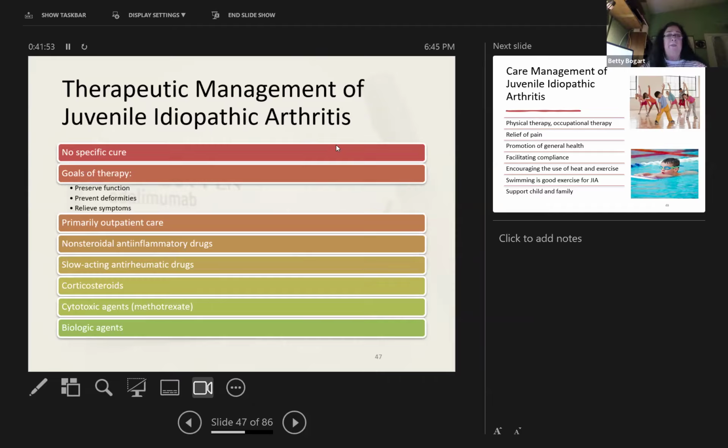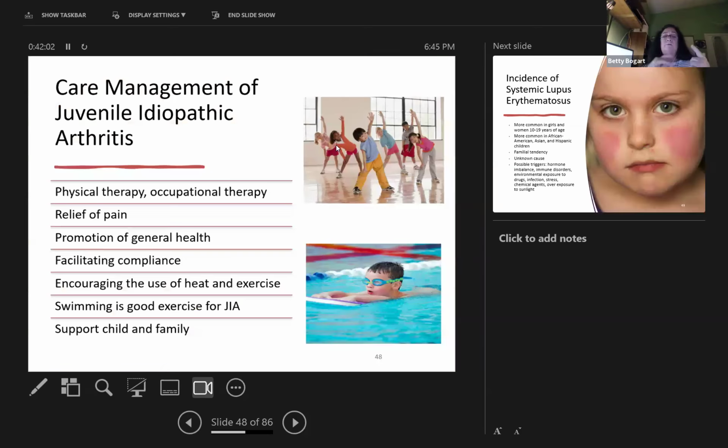The other thing that's really, really important, because we want to preserve the function. We don't want those deformities and we don't want the pain because it hurts. Physical therapy, keeping moving, keeping the stress down as you can, right?